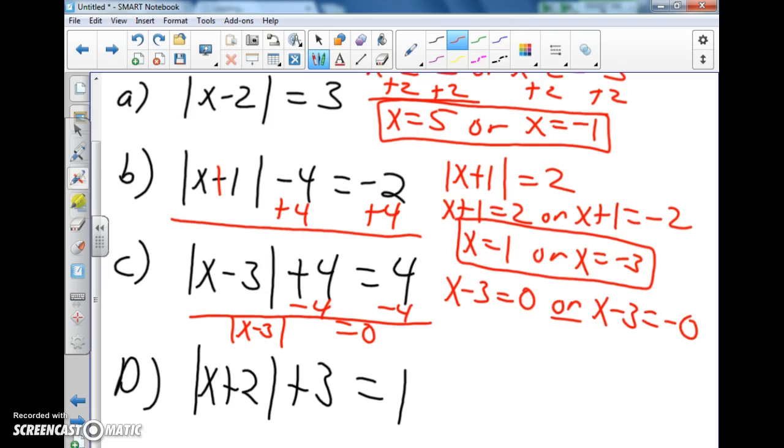Oh wait, negative 0? Is there any such thing as a negative 0? No. Is 0 not just 0? Yes. So what have you just discovered? Whenever it equals 0, how many answers are there going to be? Just 1. There's just one answer to these, and it equals 0. Then all you do is add the 3 over, so what's the answer? x equals 3 is the only answer.